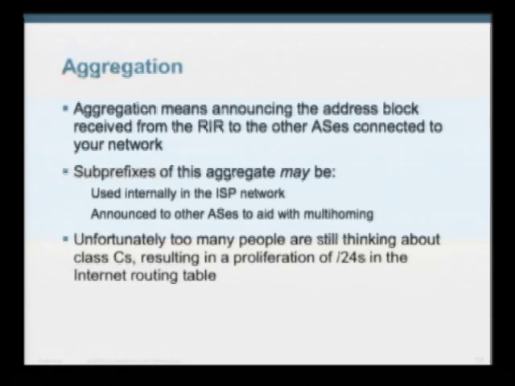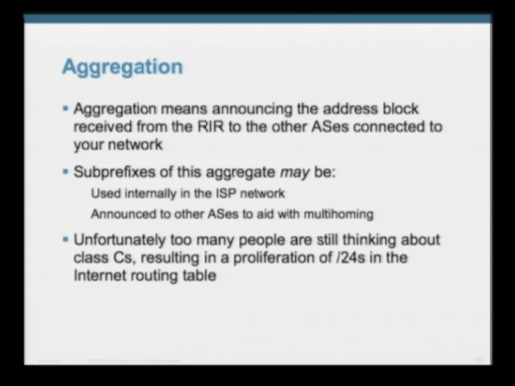Okay, aggregation. Now this means announcing the address block you get from the registry to other ASs connected to your network. You'd think this is very, very simple, but for some reason it doesn't seem to be simple at all. You can announce sub-prefixes for traffic engineering. Obviously, you're going to see lots and lots of sub-prefixes inside your network as well, because you're going to give pieces of your address block to your customers or your server LANs, hosting LANs, whatever you do. You're going to see those in IBGP.